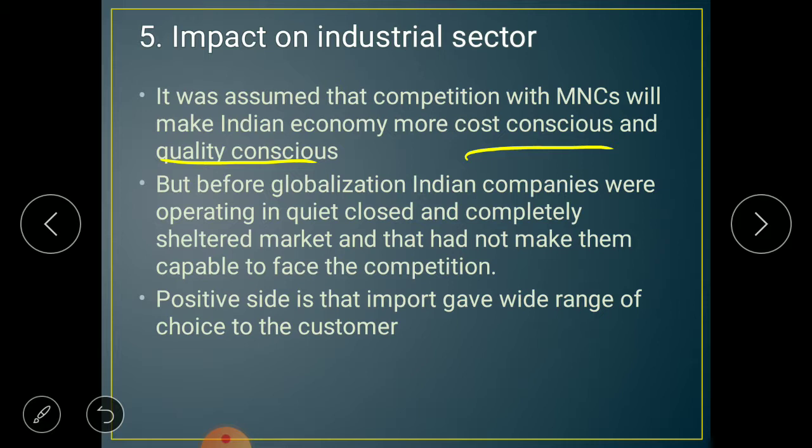And after globalization, we are getting very good modern technology bikes, not scooters but bikes, and that too at a cheap rate. So consumers are benefited. Industries are definitely not benefited, but the ones who are benefited are the consumers. So if we evaluate the impact on the industrial sector, then we can say it is negative for industries but positive for customers.